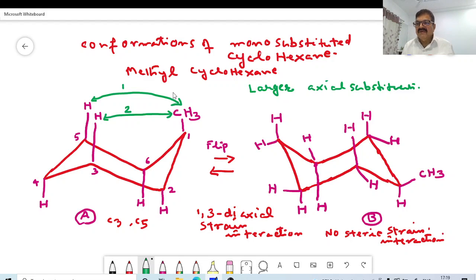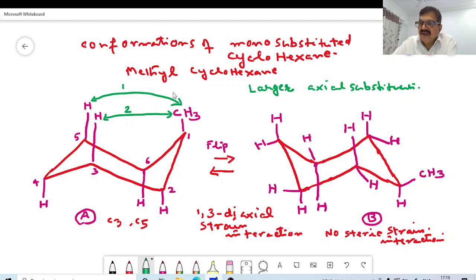Now with an equatorial methyl group, the steric interactions with the nearby groups are minimized. In conformation B, the methyl group is in the equatorial position, therefore there are no steric interactions with the nearby groups here. But an axial methyl group is close to two other hydrogen atoms, creating the destabilizing, unfavorable 1,3 diaxial interaction. Larger axial substituents create unfavorable 1,3 diaxial interactions, destabilizing a cyclohexane conformation.